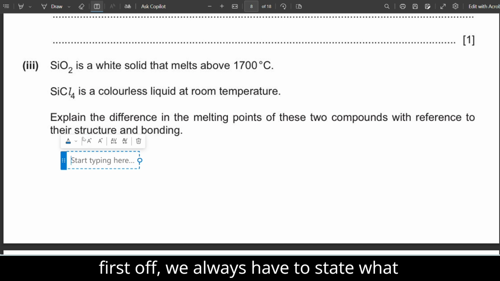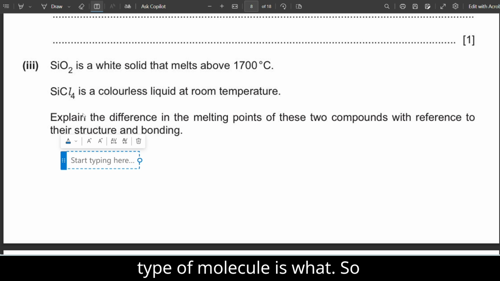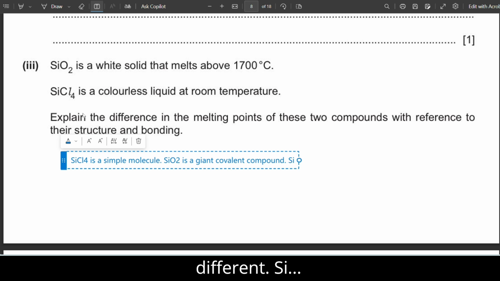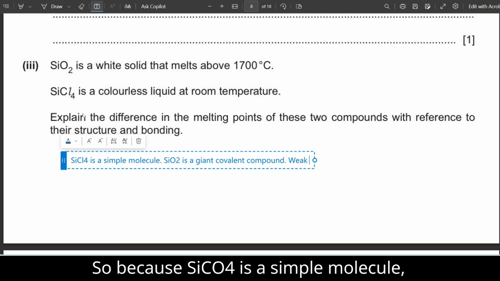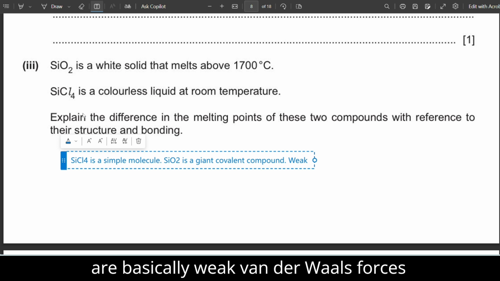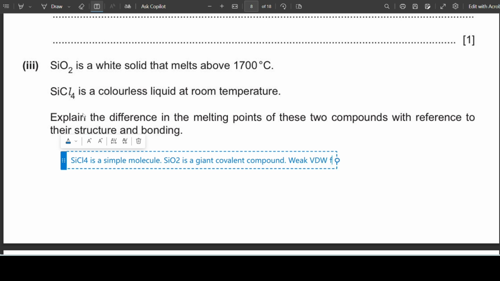First off, we always have to state what type of molecule is what. So SiCl4 is a simple molecule. SiO2 is a giant covalent compound. Then we have to talk about what's different. Because SiCl4 is a simple molecule, the forces that act between its molecules are weak van der Waals forces, which are quite weak.